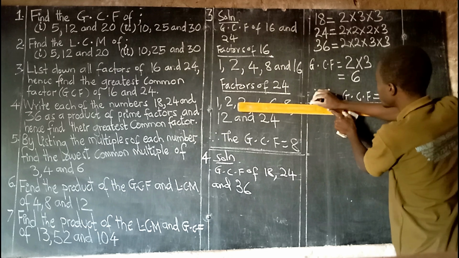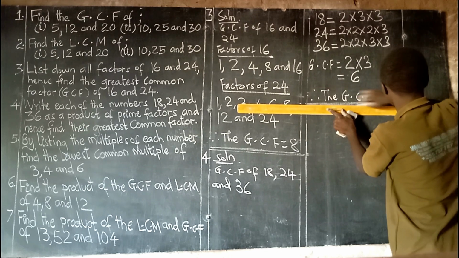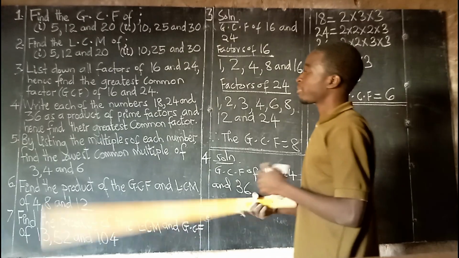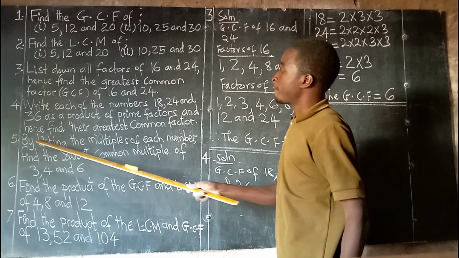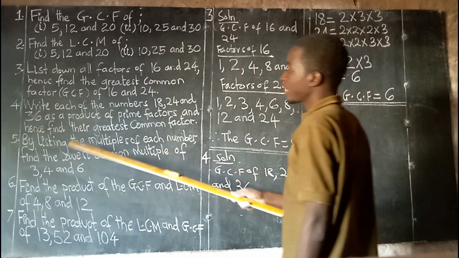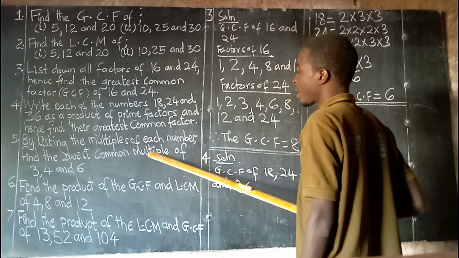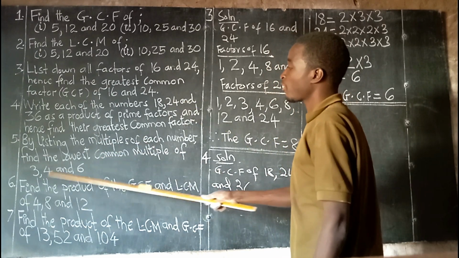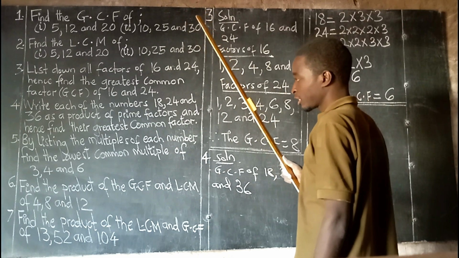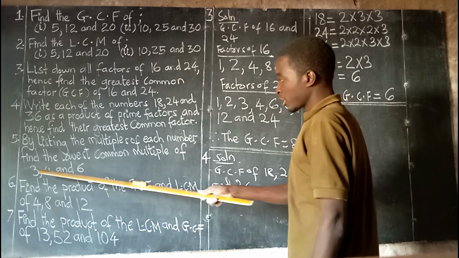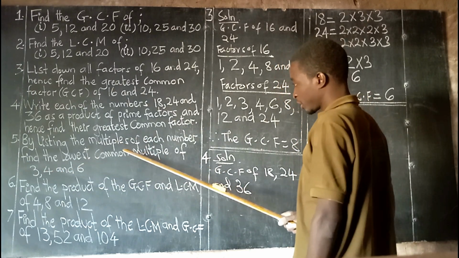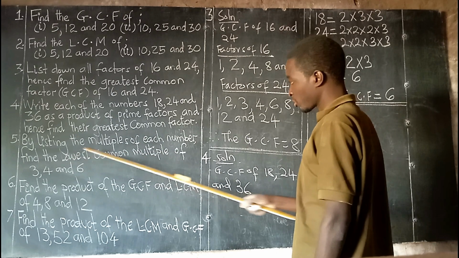Now, after question number 4, let us go directly to the solution for question number 5. Question number 5 states that by listing the multiples of each number, find the lowest common multiple of 3, 4, and 6. Here, the lowest common multiple, its short form is LCM.